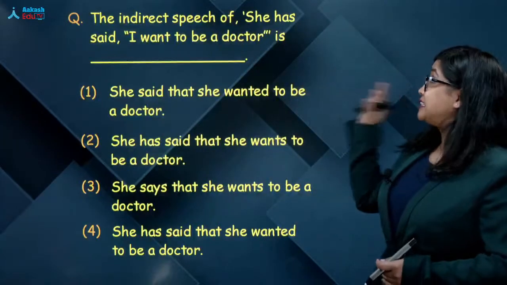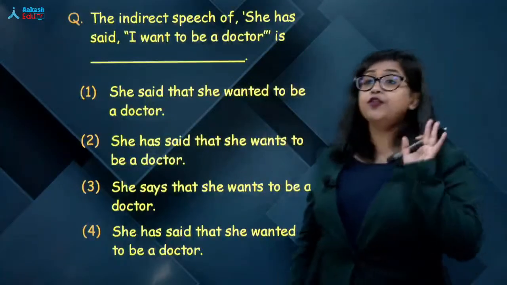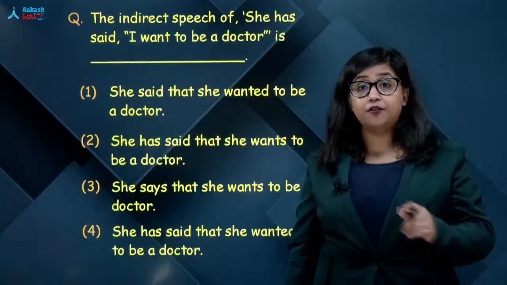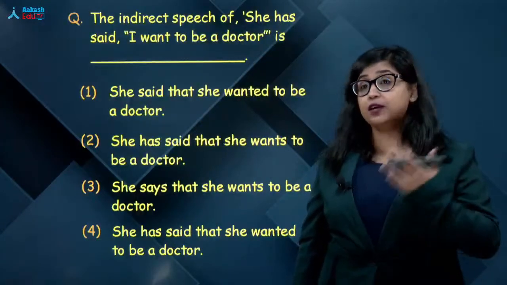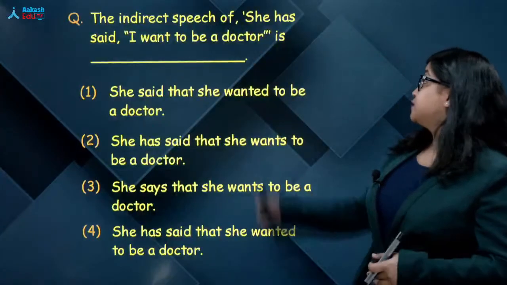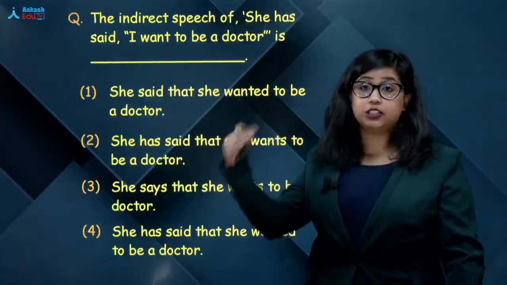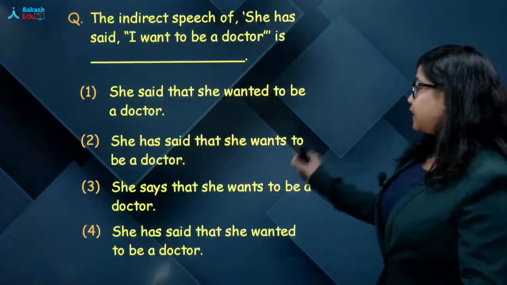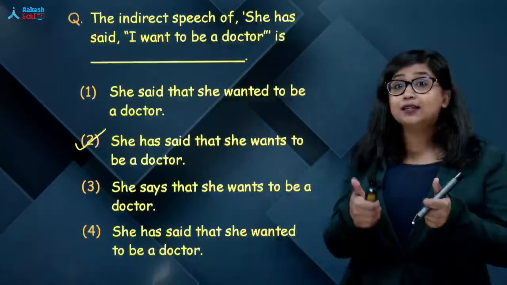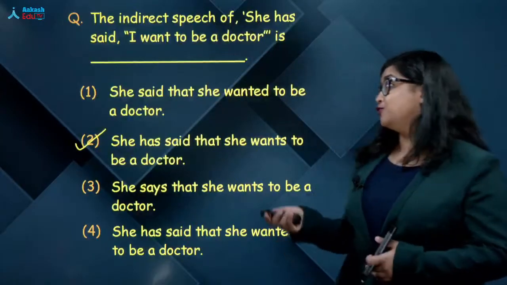As you can see, in this sentence the reporting verb is 'has said'. If you remember the exceptions that I told you about in the last class, wherever you have simple present tense or present perfect tense, the reporting verb does not change. So, she has said that she wants to be a doctor. You would not change the tense of the sentence. The correct answer is 'She has said that she wants to be a doctor.' That is option number 2. Well done, guys. Kudos to all of you who remembered this rule. Let us move on to the very next question.